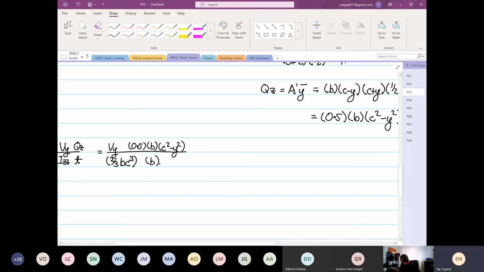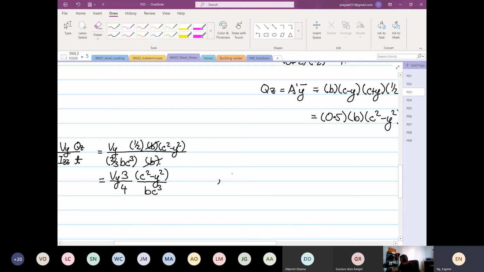Okay, so we are going to simplify this term. The half down here, let me put it this way. Later on, when I start doing stuff, you can see what's going on. So now we are just going to simplify the terms. We can cross out the B. So this will be equal to Vy. I'm going to bring the 3 to the top and the half to the bottom, 3/4, so you have C squared minus Y squared, and this is equal to BC cubed.